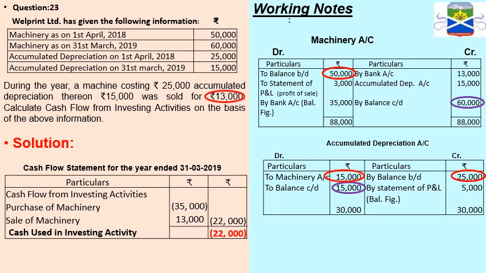Thereafter the machine of 13,000 that is sold during the year, so that will be by bank, it will show in the machinery account. Now by putting all these figures, we'll have the balance figure.